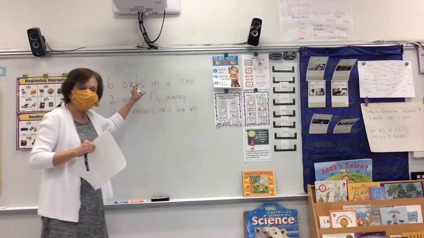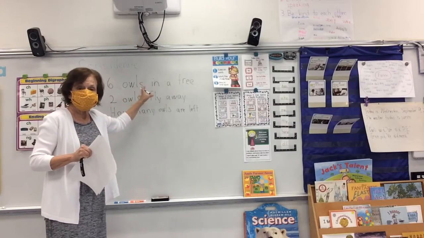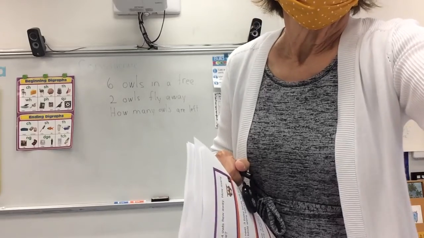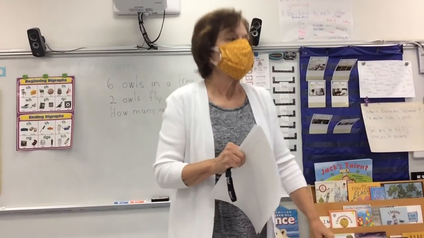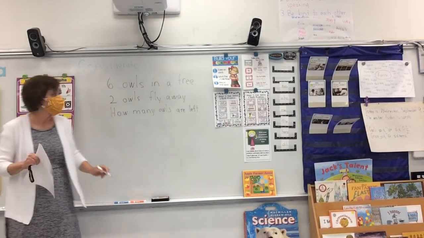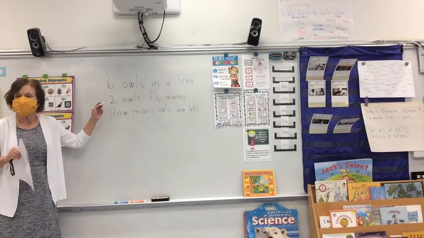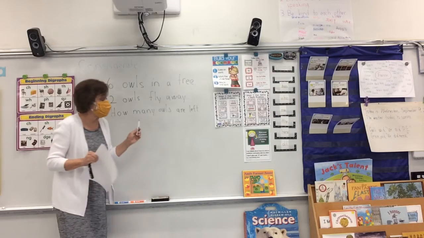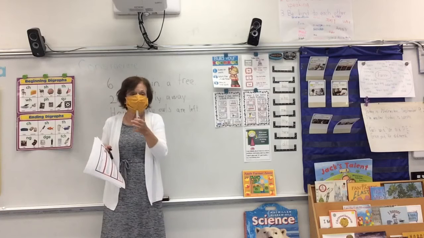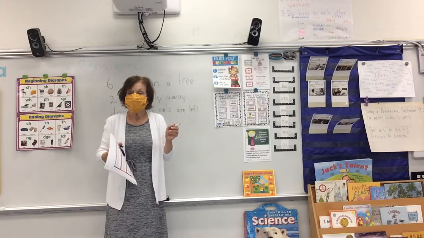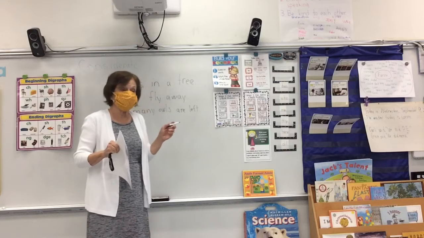Make sure you understand what's happening. What is happening in this story? What is happening to the owls? Luke? There's two fly away. 2 fly away. So what kind of a story am I talking about? Clara? Minus. A minus story, a subtraction problem.